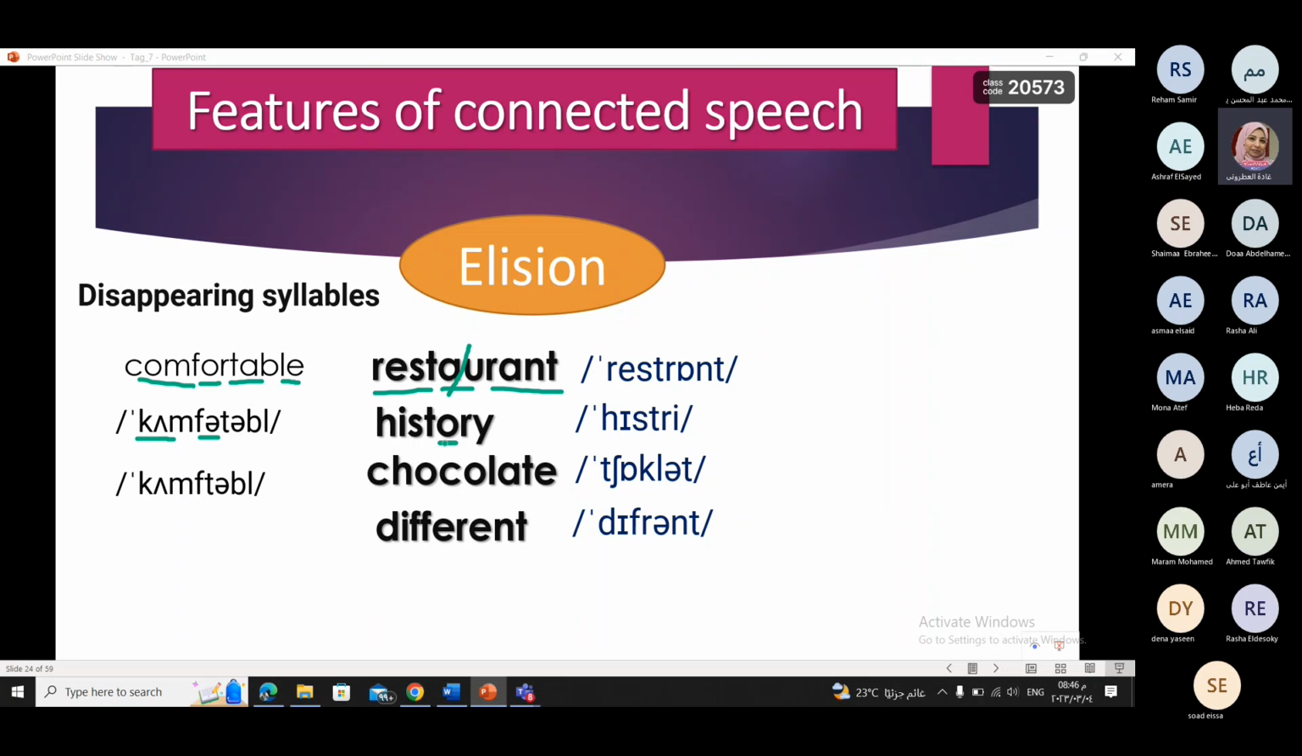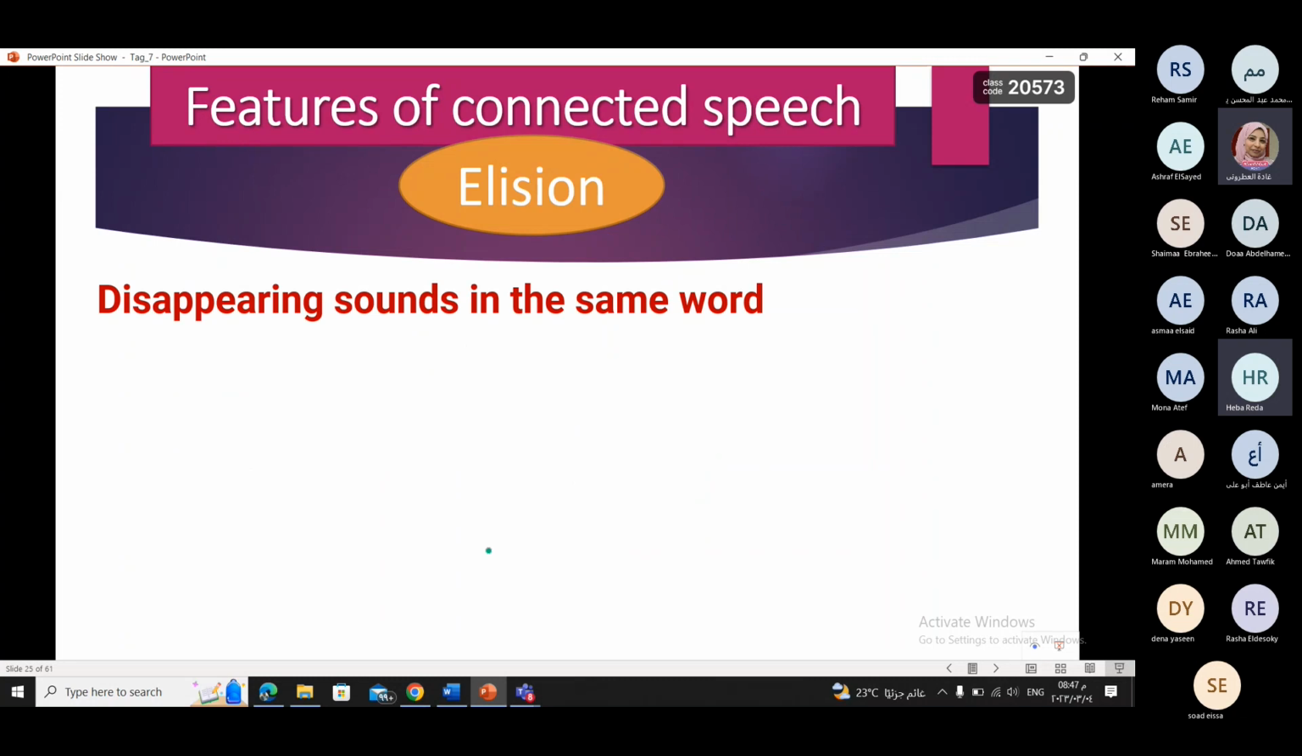Excellent. Well done. Good voices. If we say history, it's okay, it's correct. But if we elide this vowel or this syllable, it becomes history. What about this word? Chocolate. It's not chocolate. Excellent. Very good. Well done. You need applause, by the way. What about this? Different. Excellent.